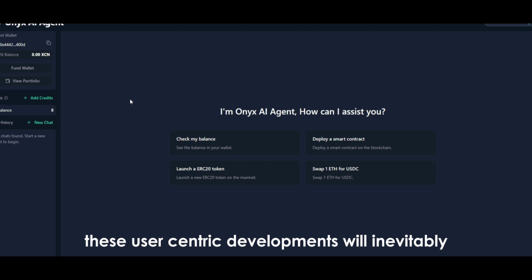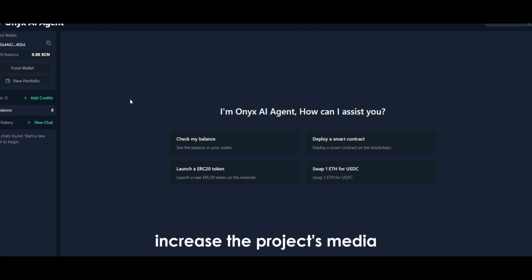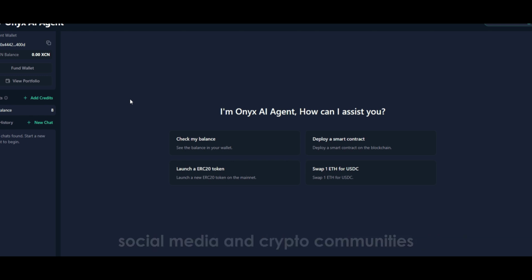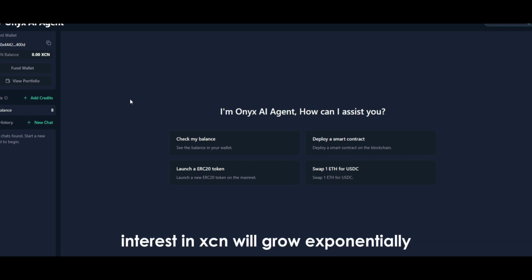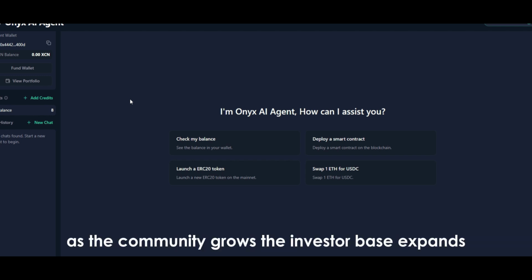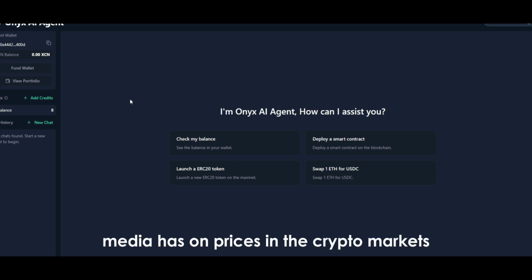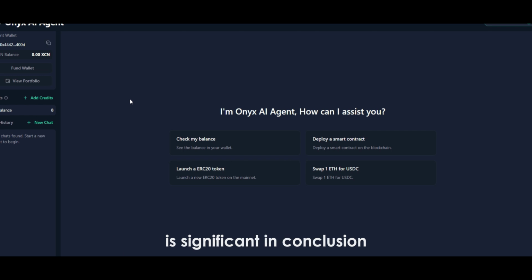These user-centric developments will inevitably increase the project's media visibility as well. As people share the conveniences offered by this AI system in tech news, social media, and crypto communities, interest in Xcn will grow exponentially. As the community grows, the investor base expands, and this chain reaction revives the project's token economy. Given the impact media has on prices in the crypto markets, the social influence of these innovations is significant.